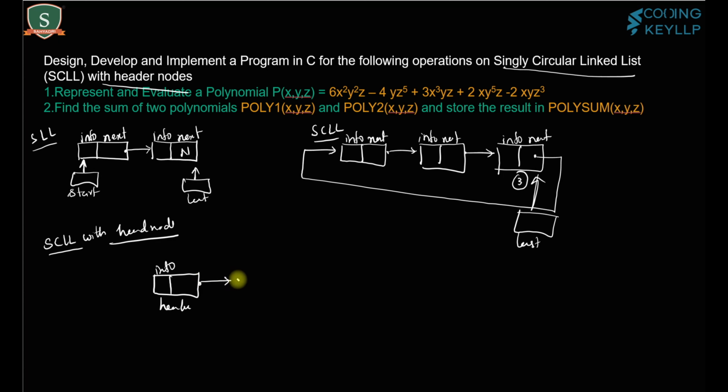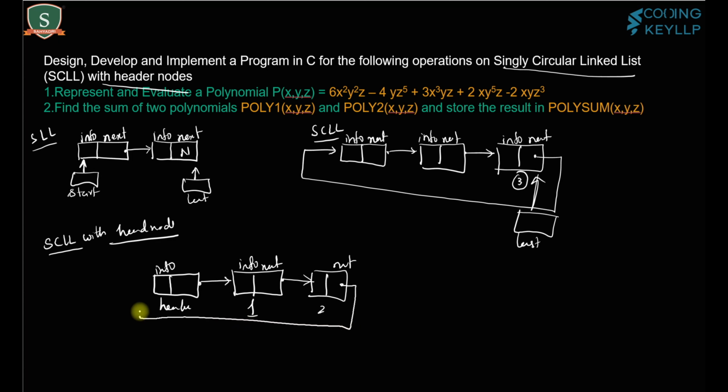Then next contains the address of the first node. So this is the first node that contains information and next. Next contains the address of the following node, and if the second node is the last node, it contains the address of header node. So this is a circular single linked list with header node. Let us see how this circular single linked list with header node is used to represent a polynomial equation.